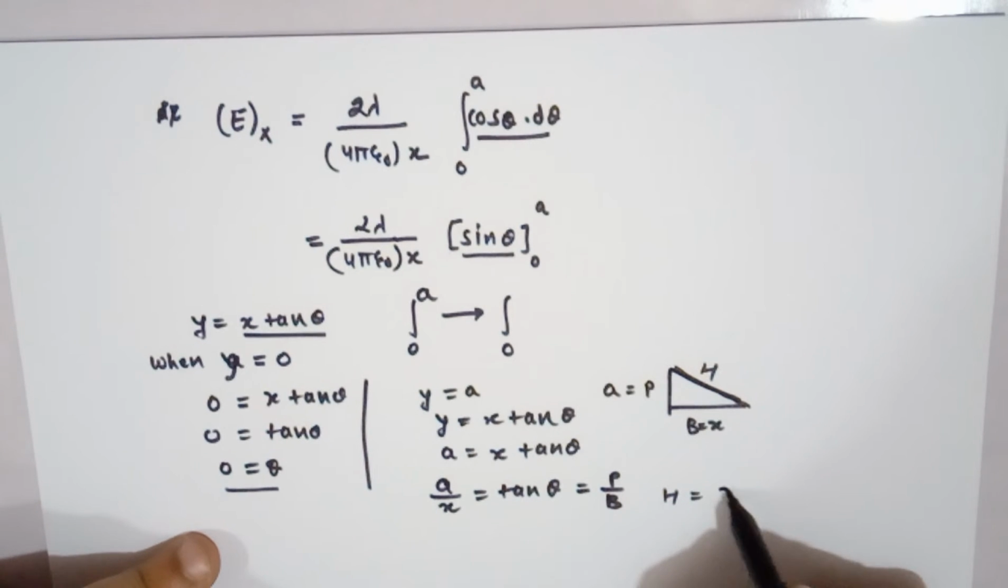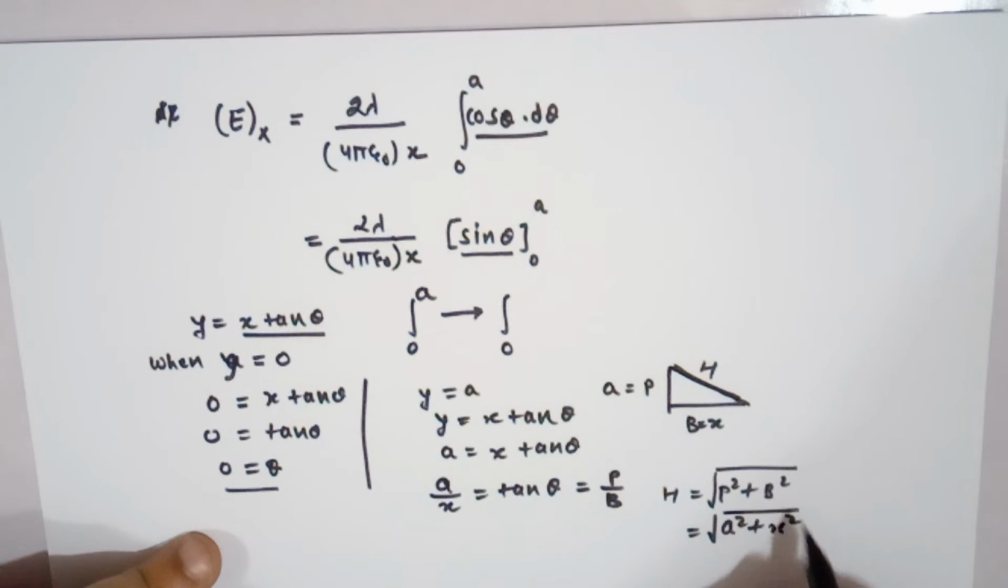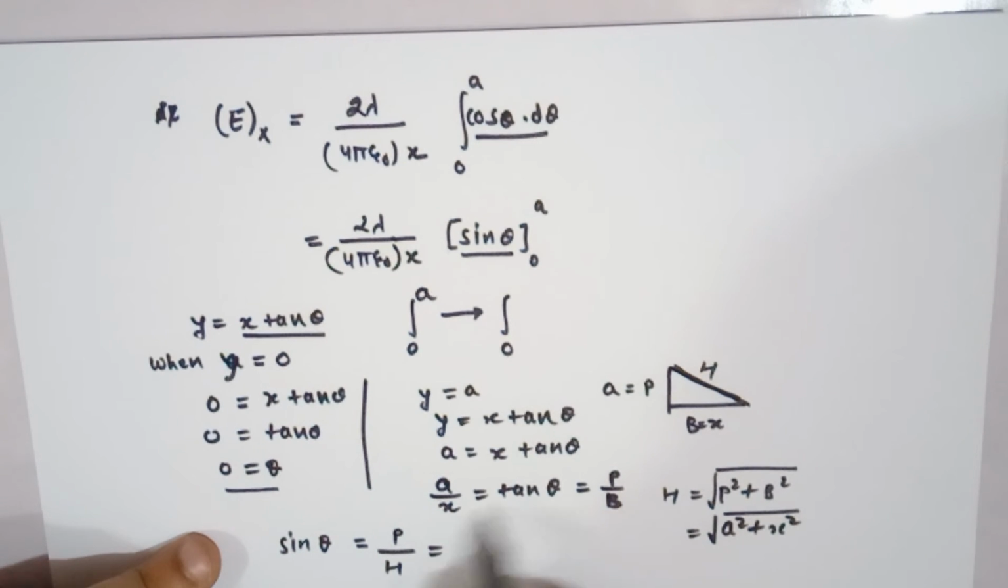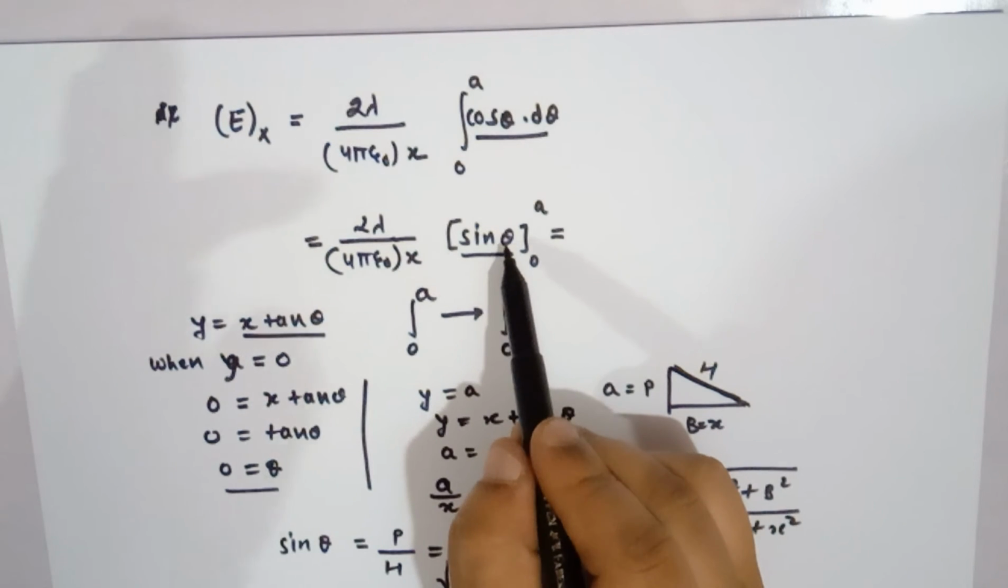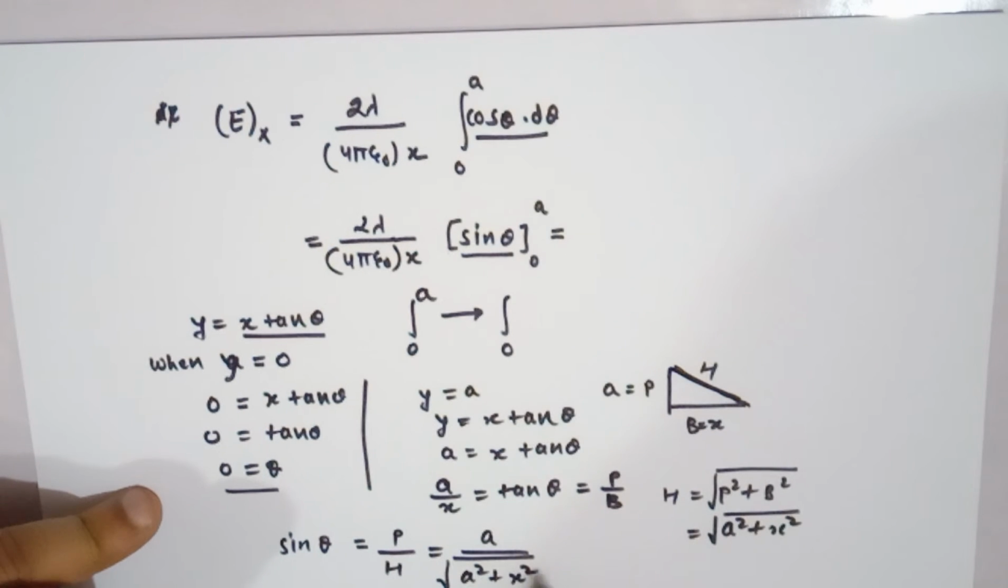So this hypotenuse will be the square root of perpendicular square plus base square. Here the perpendicular is a, so a square, and the base is x, so x square, under the square root. Then sine theta would be perpendicular by hypotenuse, which is a divided by the square root of a square plus x square. So you can put this value of sine theta here, and it would no more remain in the form of theta.